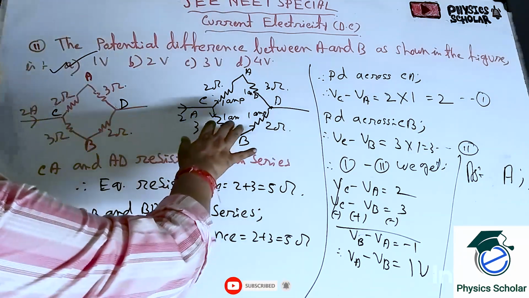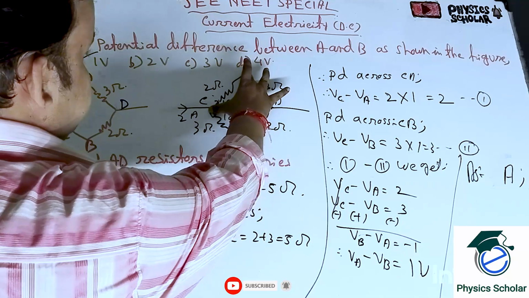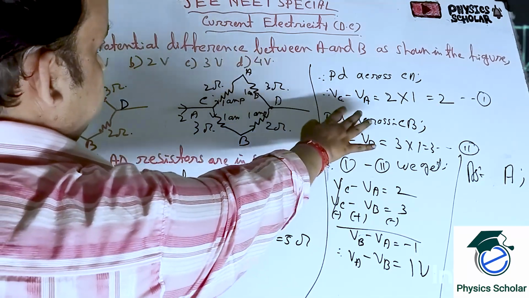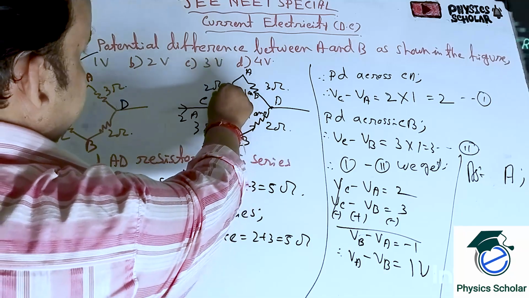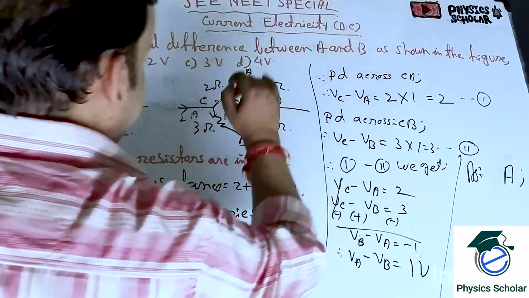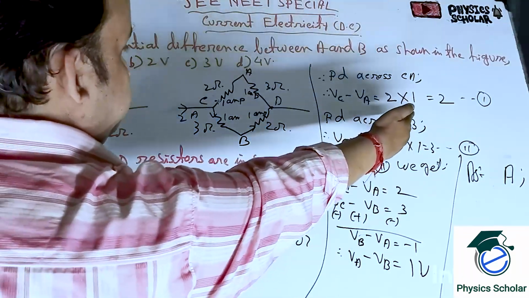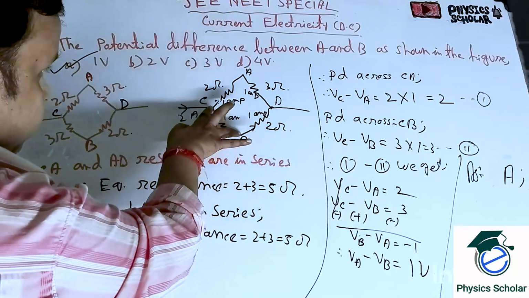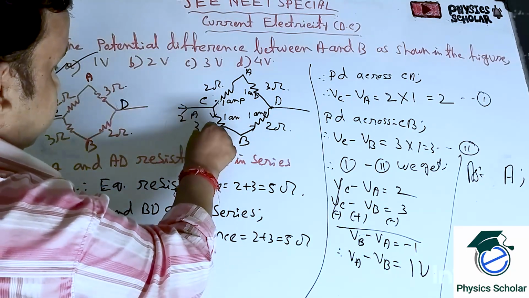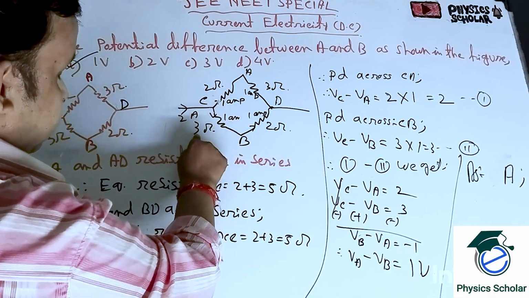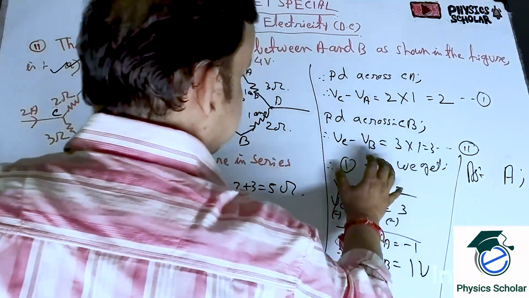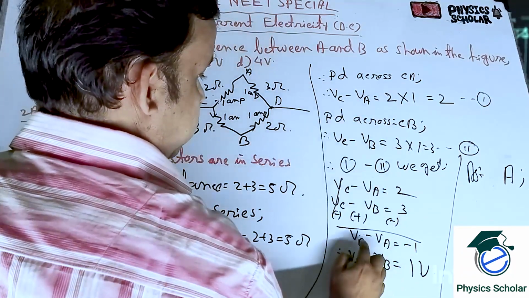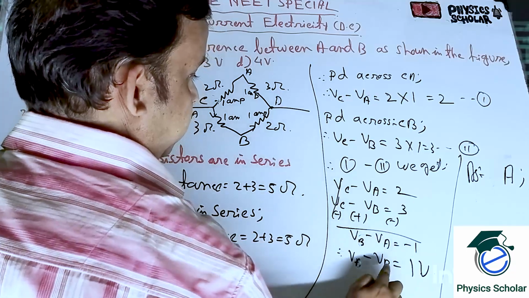Now the voltage across this is Vc minus Va. We are finding I into R. I means 1, R means 2, so that is 2 volt. And this Vc minus Vb is equal to 3 into 1, that means R is 3 and I is 1, so 3 volt. So now subtracting these two, Vb minus Va is equal to minus 1. So Va minus Vb is equal to 1.